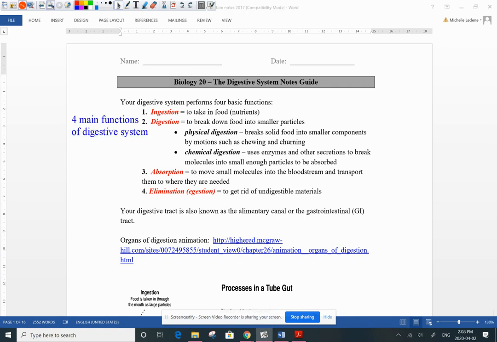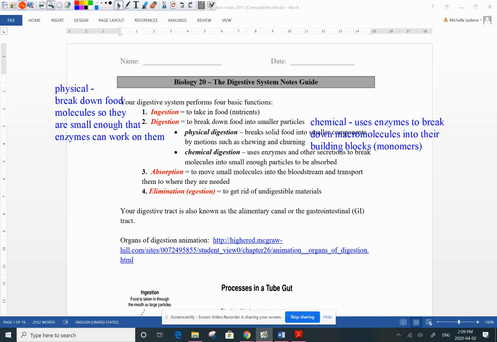So the four main functions of the digestive system: you ingest, you take food in, that's chewing and eating and whatnot. You digest. Now there's two types of digestion. There's physical and chemical digestion. And then those small molecules, you break down the macromolecules into small building blocks, have to be absorbed into the bloodstream and delivered to your body's cells so they can use them like glucose for cell respiration. Then you have to get rid of the things you couldn't digest. So that's pooping, right? Like eliminating or egesting, getting rid of those waste materials that you just couldn't use.